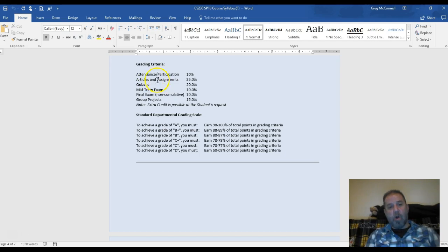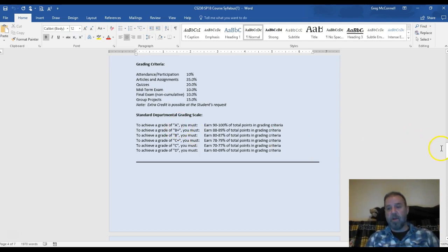Okay, articles and assignments make up the majority of the course at 35%. Quizzes make up 20% of the course. Midterm exam, it's not really a midterm exam, it's a test. The other ones are smaller quizzes. That makes up 10%, and then the final, which is non-cumulative, makes up 10% of your grade as well. And then there are a couple of group projects, one smaller one and then a bigger group project, that make up 15% of your grade.